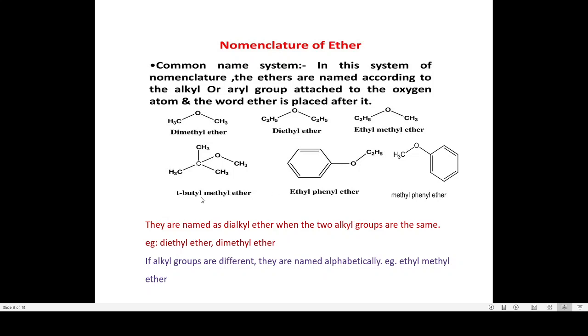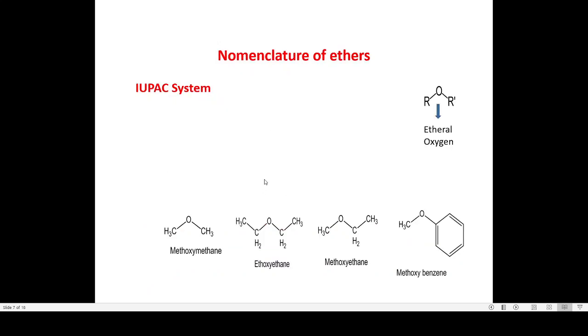The same is also true with this example. Here we have a butyl group and a methyl group, and here it is called tertiary butyl methyl ether. When I take an alkyl aryl ether, we have an ethyl and a phenyl group. We call it ethyl phenyl ether. So these are a few examples for the nomenclature of ether according to the common name system.